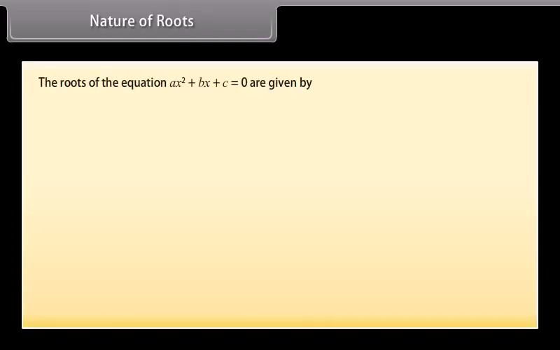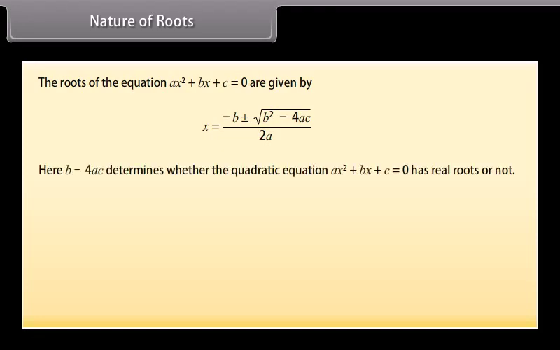Nature of roots. The roots of the equation ax² + bx + c = 0 are given by x = (-b ± √(b² - 4ac)) / 2a. Here b² - 4ac determines whether the quadratic equation ax² + bx + c = 0 has real roots or not. b² - 4ac is called the discriminant of the quadratic equation.